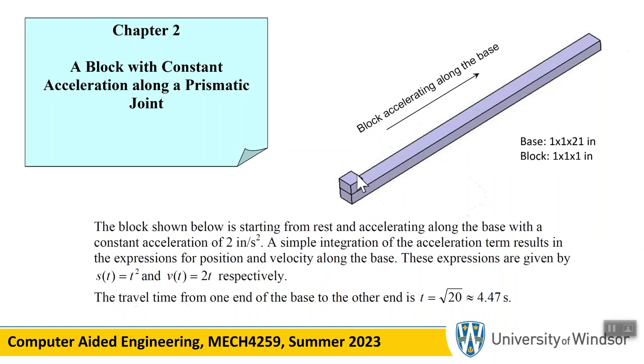Now remember, from elementary courses in statics or dynamics, physics, if the acceleration is given by 2 inches per second squared, velocity is going to be the integral of 2, which is 2t, assuming initial conditions of 0. And if you integrate this again, the position of the block along the track is given by t squared. So if this is 21 inches long, and I put s of t equal to 20, then you get roughly 4.47 seconds for the block to go from one end to the other.